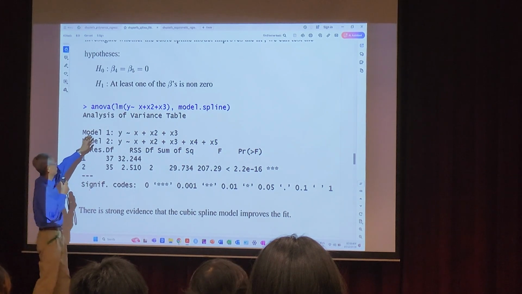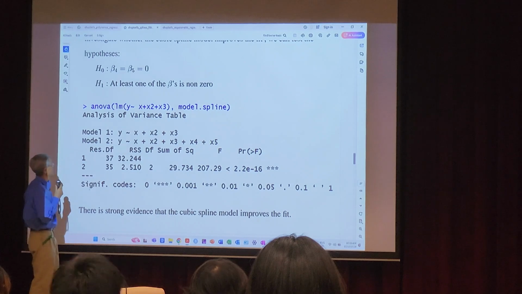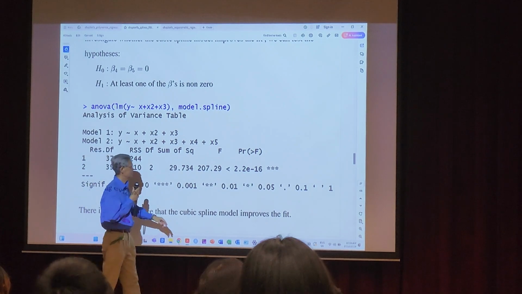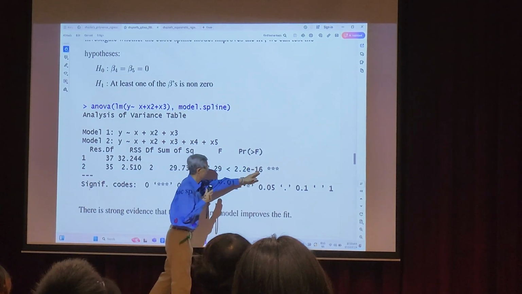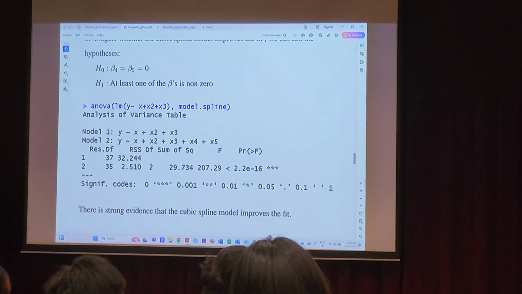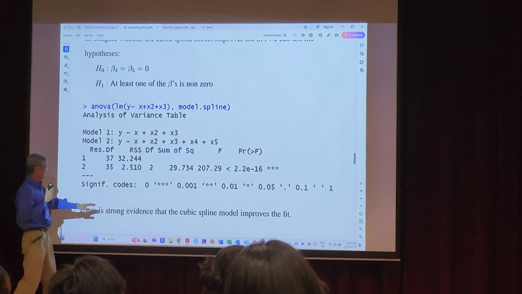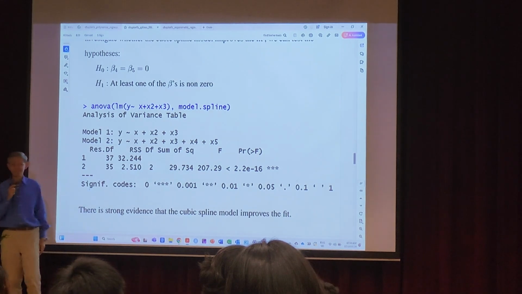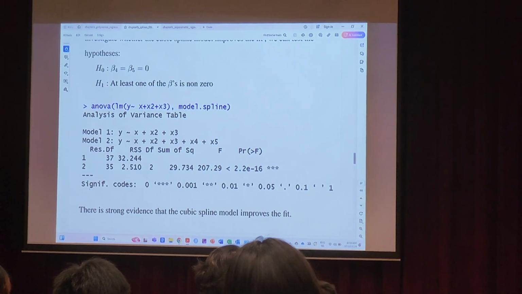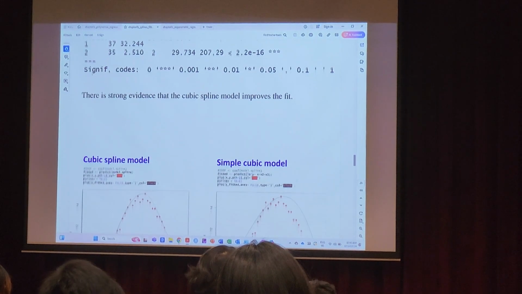And this is a reduced model, this is a full model. The degree of freedom for testing beta 4 and beta 5 is 2. There are 2 betas. And the p-value is very small. What does that mean? That means there's strong evidence that we need the cubic spline model. Those 2 terms, beta 4 and beta 5, are significantly different from 0, or at least one of them. Then you can go and test which one.